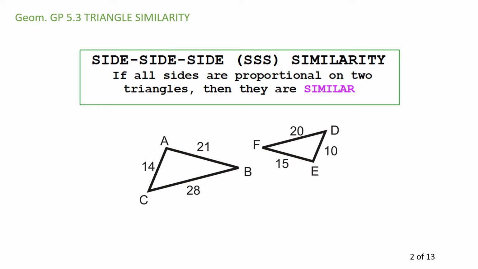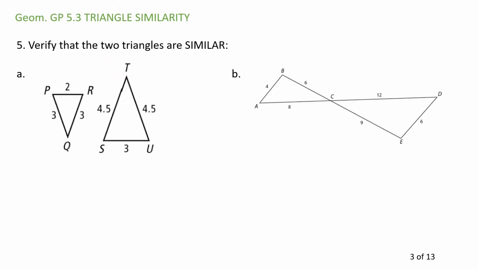Now, side-side-side normally is used to prove congruence or equality, but in this case, these are not the same, but their sides are proportional, and because of that, we can say side-side-side similarity. If you look at this one, I'm going to verify that they're similar by making sure the sides are proportional. So check to make sure their sides are proportional. I'm just going to set up a proportion.